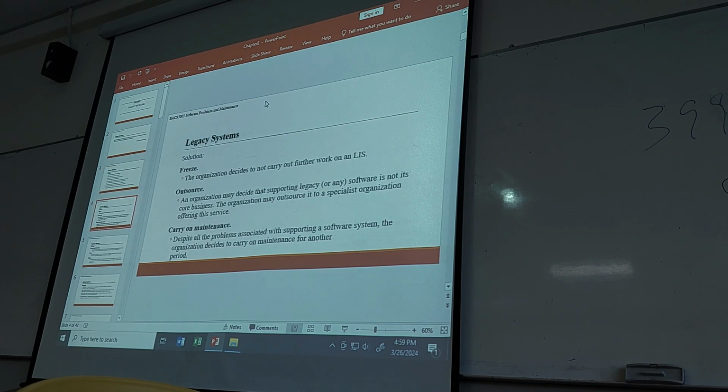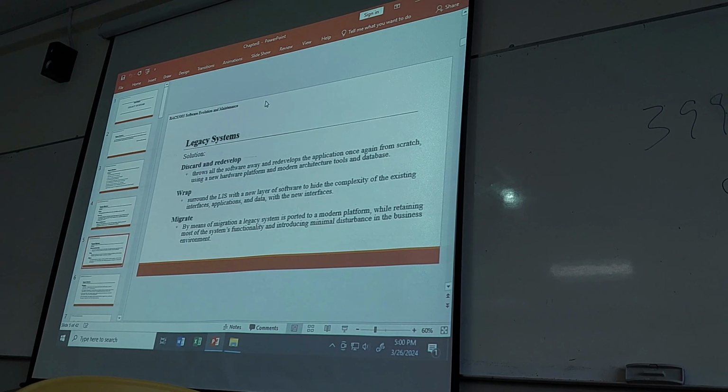What are the solutions for a legacy system? Freeze means don't carry out any further work on an LIS. LIS means legacy information system. Outsource to another supplier to maintain or support the system. Carry on maintenance by yourself. Discard and redevelop: throw away the old one and develop a new one. Wrap. What is a wrap?